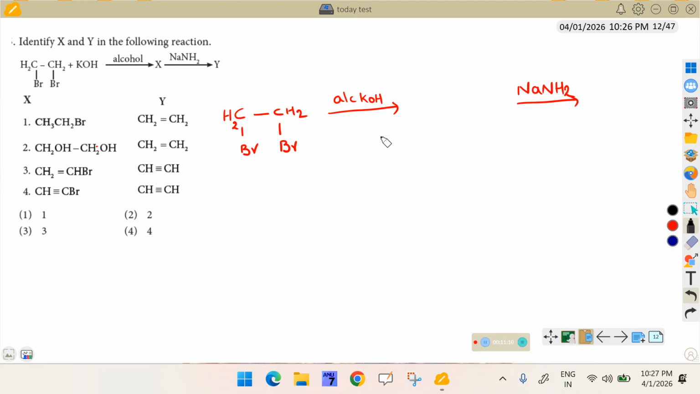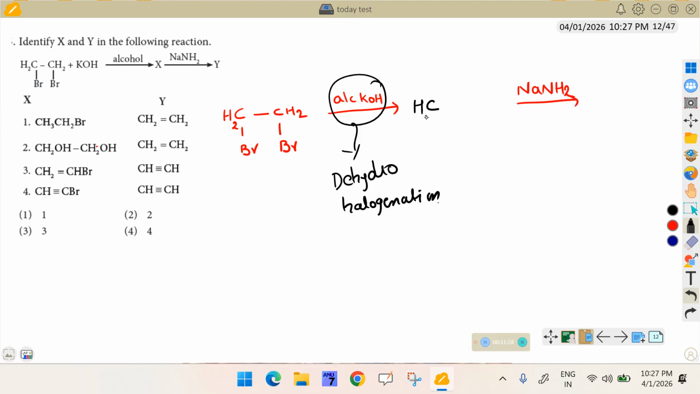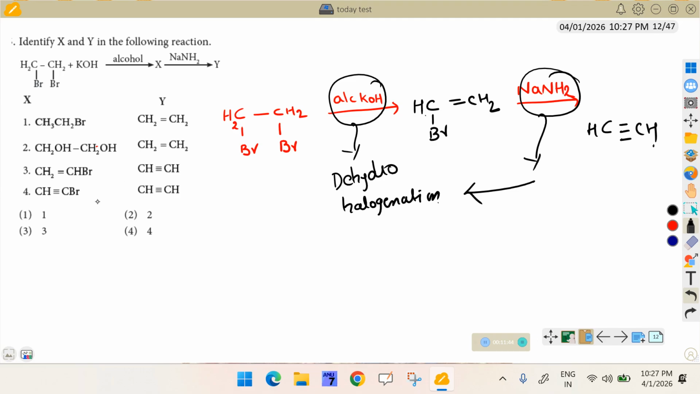Identify X and Y in the following reaction. Alcoholic KOH acts as a dehydrohalogenating agent. Dehydrohalogenation takes place. Remove hydrogen and halogen. Then CHBr=CH2. Even NaNH2 also acts as a dehydrohalogenating agent. Then you will get CH≡CH. The correct answer is the third option.